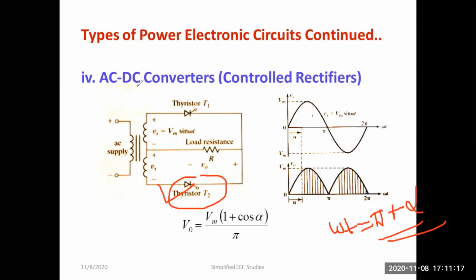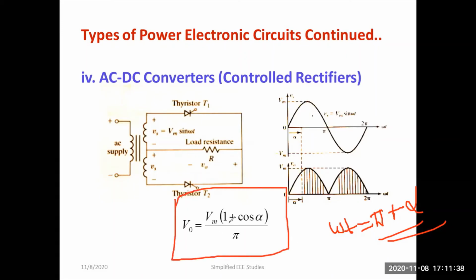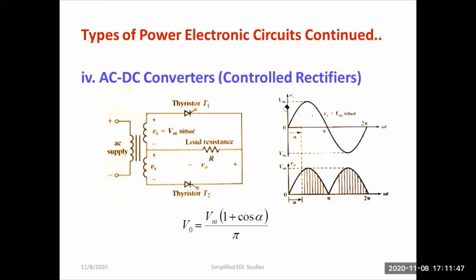This type of converter is known as an AC-DC converter, or controlled rectifier. Why is it called a controlled rectifier? By adjusting the firing angle, you can control the conduction period. If you want, you can calculate the average output voltage using the formula: V0 equals Vm into (1 plus cos alpha) divided by pi, where alpha is the firing angle. Note that point down. This is a most important type of converter.